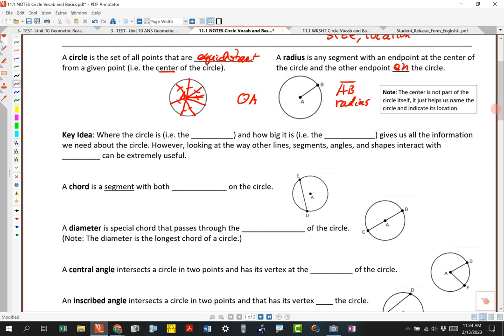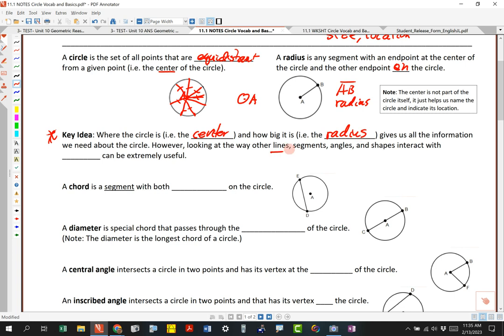So here's the key idea. Would you put a star by this? Yes. This is going to be important in this unit, and it's going to be important in the next unit. Where the circle is, in other words, where the center is, and how big it is, in other words, what is the radius, gives us all the information that we need to know about a circle. Those are the two most important things. Where is the circle? Usually located on the XY plane or something like that. Okay, and how big is it? Is it a really huge circle? Is it a tiny one? Those are the two most important pieces about a circle.